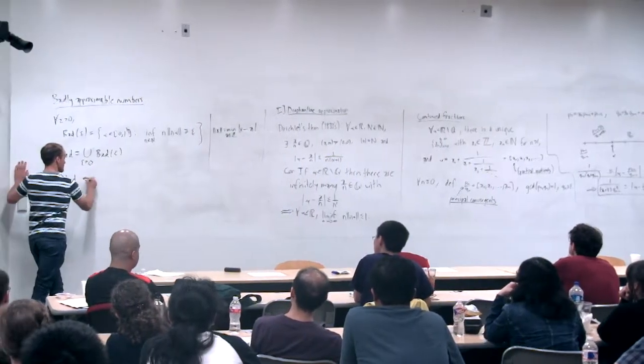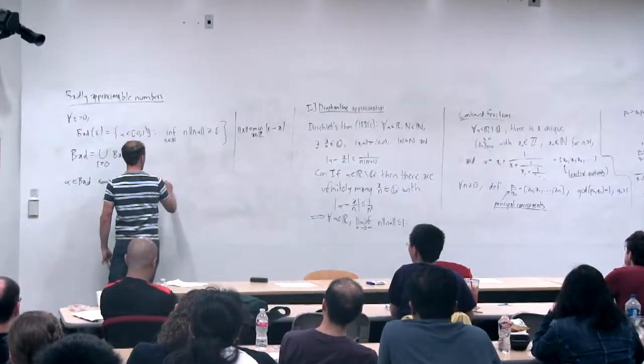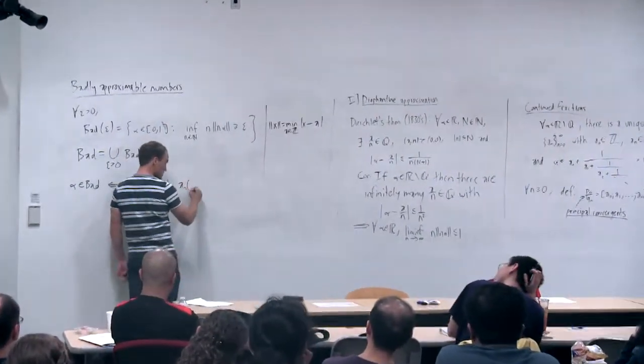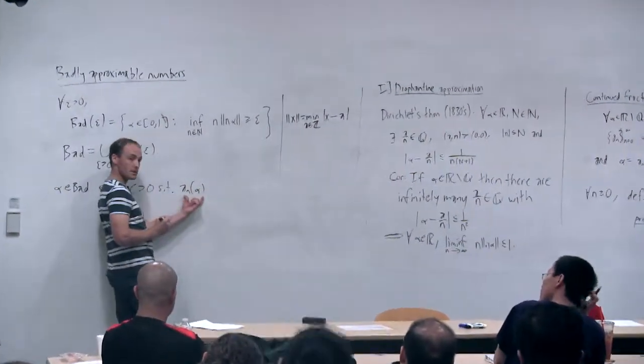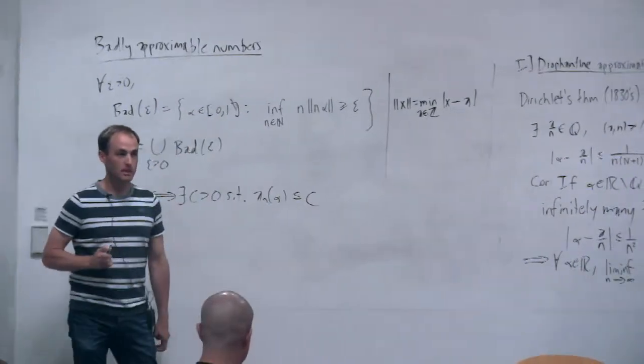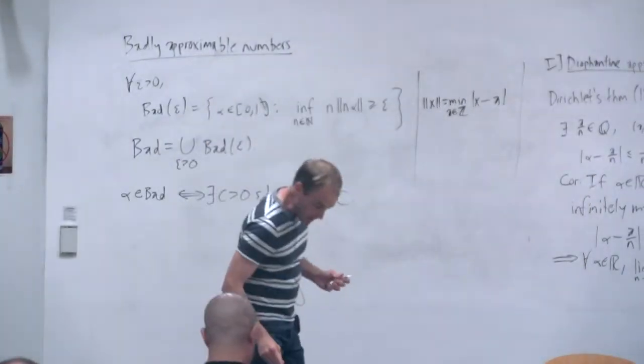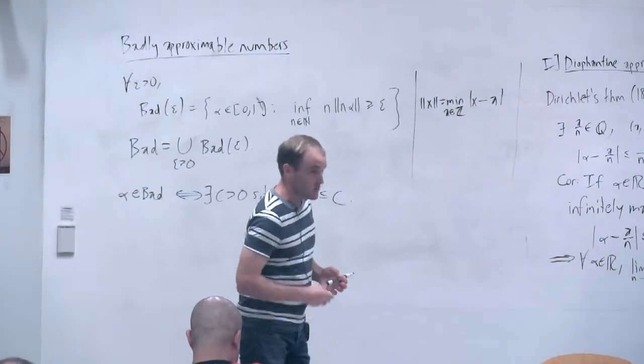An irrational number is badly approximable if and only if there exists a c bigger than 0 such that all of the partial quotients of that alpha, I'm including the dependence on alpha here, are bounded by c. Make sense? So that's an alternate characterization of what it means to be badly approximable. Now, next question.